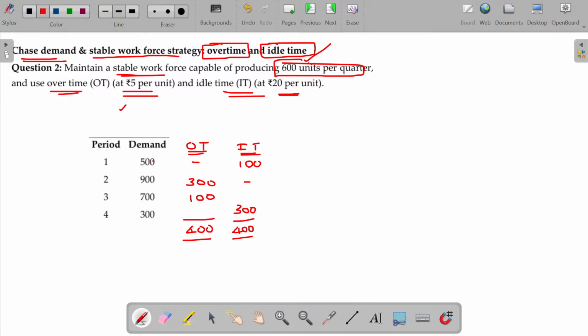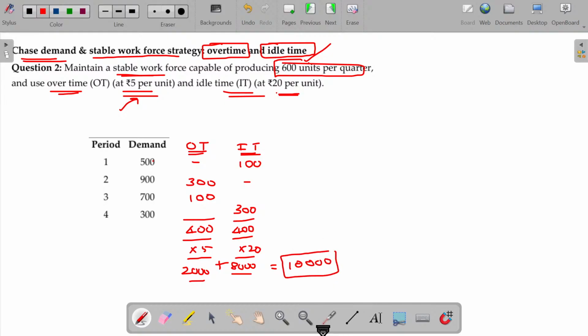For overtime, I need to spend 5 rupees per unit produced in overtime, which means 2000 rupees. And in this case, if I'm paying the salary without work, it costs me 8,000 rupees. 400 units of production capacity remains unutilized. For every unit, I have to pay 20 rupees, so 8,000 rupees will be my cost. Now if you add up these two, the overall cost in this case is 10,000.